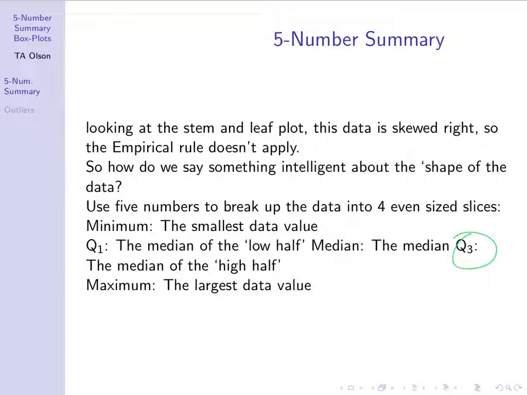We go with Q3, which is the median of the higher half. So we take the upper half of the data between the median and the max, find the median of that, and that's Q3. That's our third quartile cut. And we also use the maximum, the largest data value. We'll go through an example on the next slide.